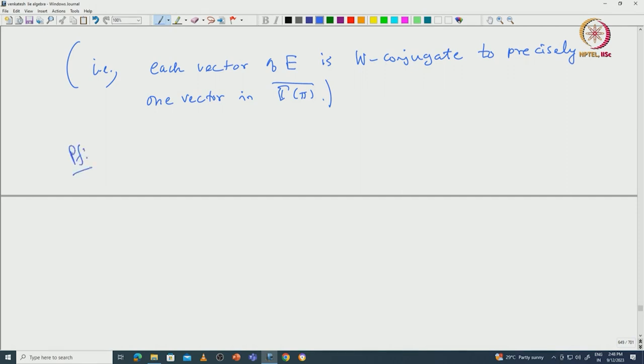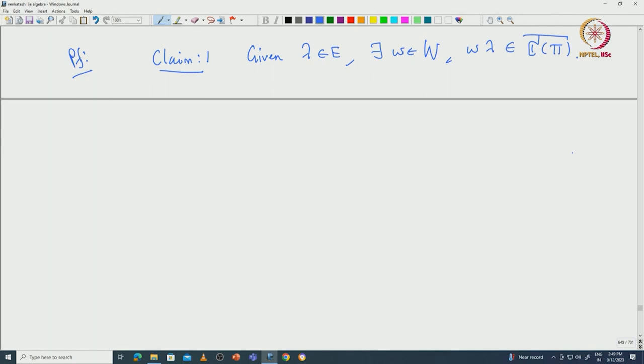So, first thing to prove, this is the claim 1. Given lambda inside capital E, there exists W in W such that W lambda is in C pi bar. Okay, this proves that each element of E must be conjugate to C pi bar. So, how one proves this? We again use this partial order that we defined on E, but we have to enlarge it a little bit more to handle this real span.